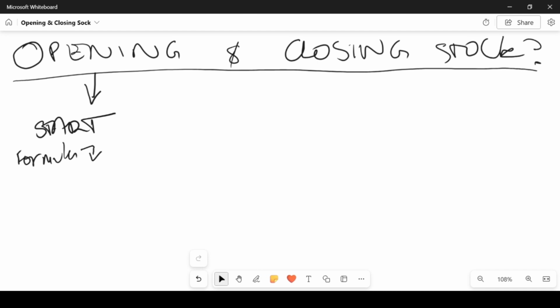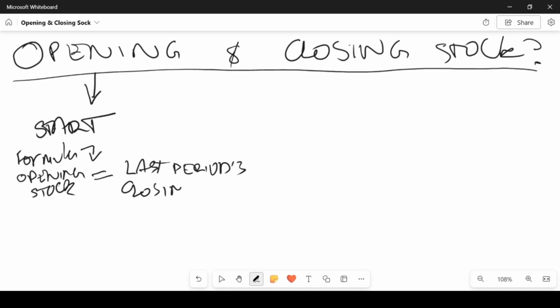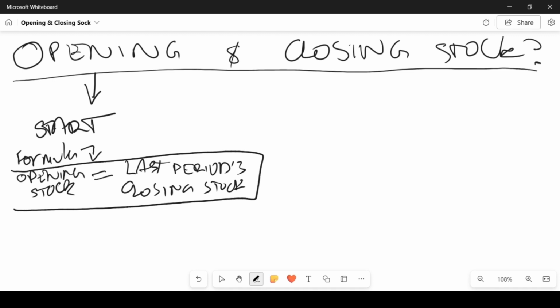So the formula for opening stock simply is this. Opening stock equals last period's closing stock. That's the formula for opening stock. It's as simple as that. Opening stock equals last period's closing stock.